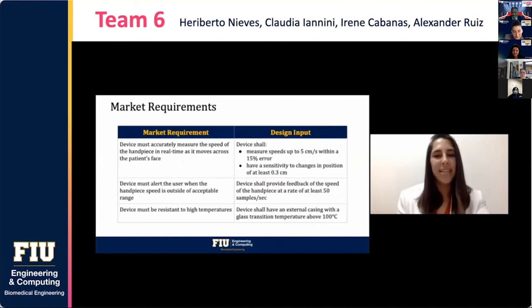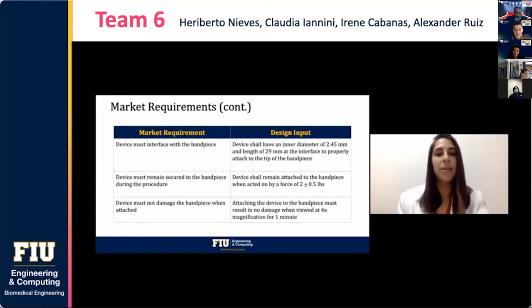Thank you, Alex. To address the clinical need, the following market requirements were identified. Corresponding design inputs were then created to satisfy each requirement. However, they will be elaborated on later in the presentation. The first two requirements are that the device must accurately track the handpiece and alert the user whenever its speed has exited the recommended range. Additionally, the device must not deform when exposed to the high temperatures of the resurfacing procedure. The device must also interface and remain attached to the Renuvion without damaging it. Each of these requirements were carefully considered when developing our design concepts.